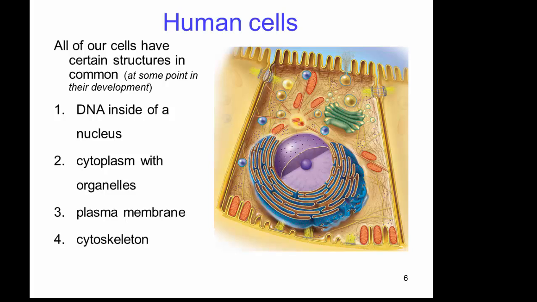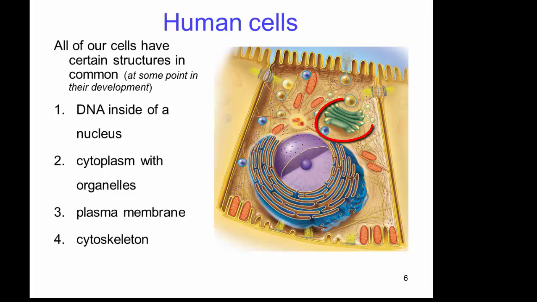Now when we look at human cells, all human cells have certain structures in common. So in this picture here we see a pretty typical human cell. All human cells have DNA inside of a nucleus. All human cells have a cytoplasm with organelles. So cytoplasm is the word for the semifluid matrix inside of a cell. And cytoplasm does include organelles.